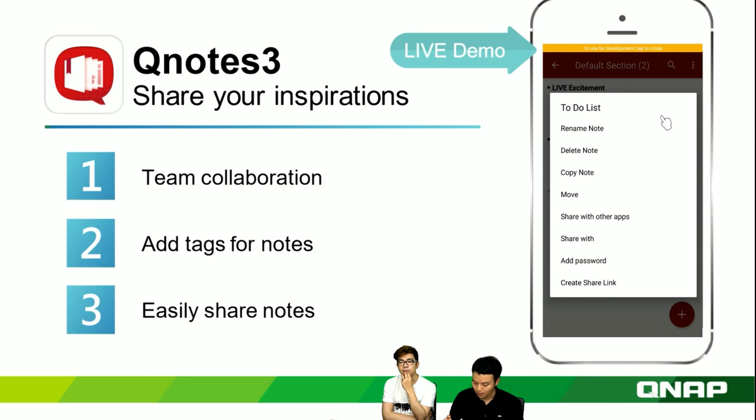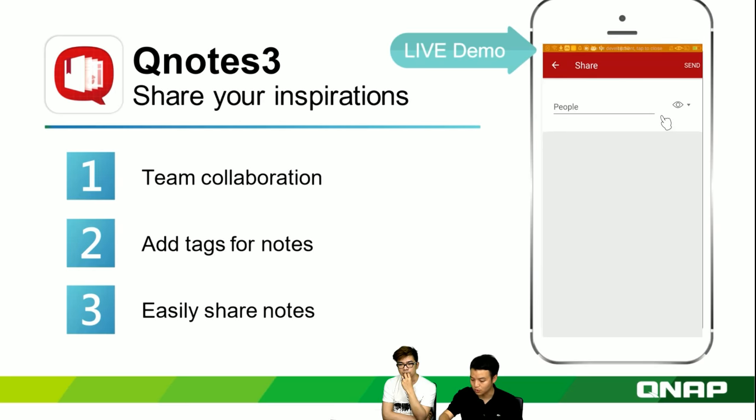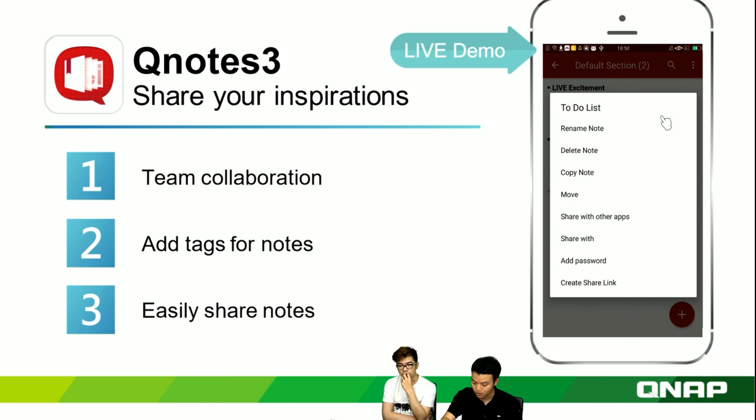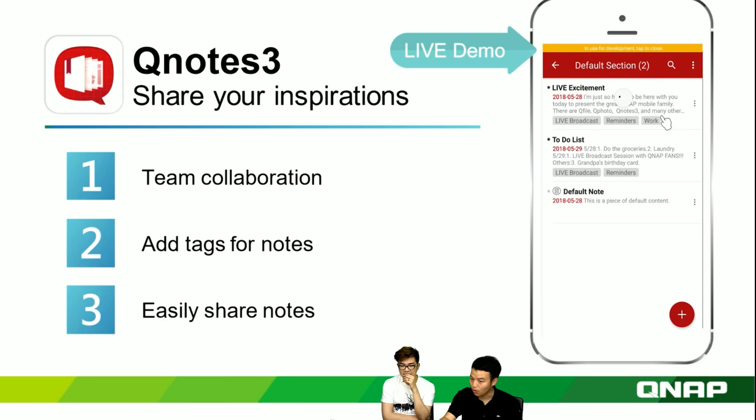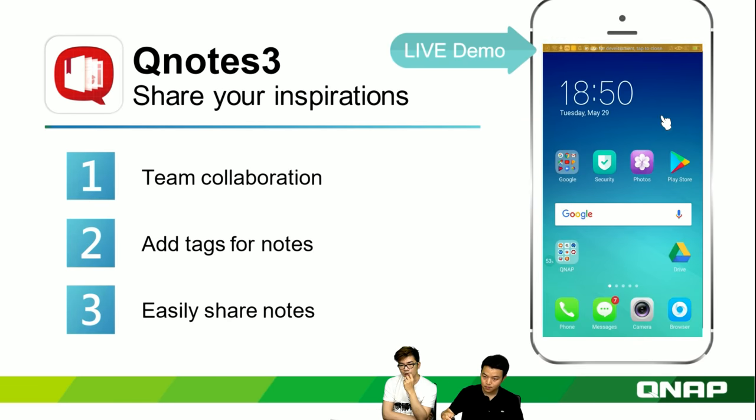So there are two different functions about sharing: share with, and share with other apps. If just share, it's saying you want to share to other users within the same NAS. But if share with other apps, that's sending out one piece of the notes to Facebook Messenger or something. So that's QNotes. You can bring it all together. Every time you have something coming to your mind, you can just directly write it down.